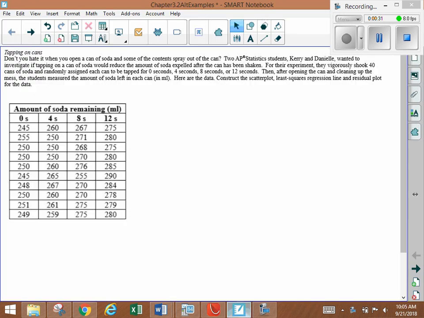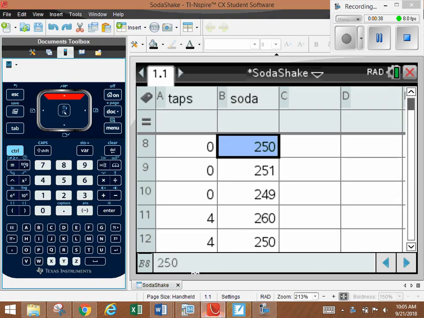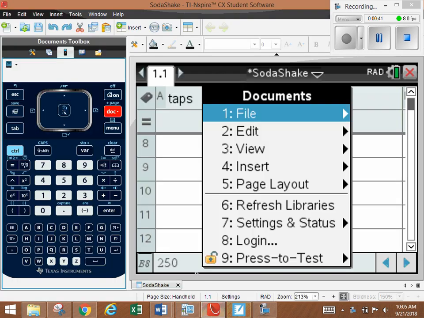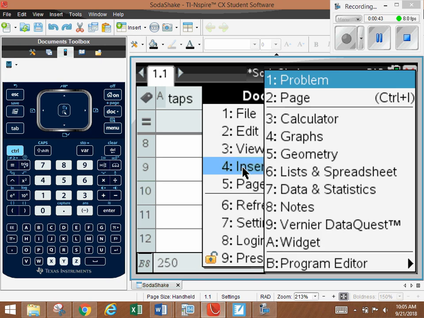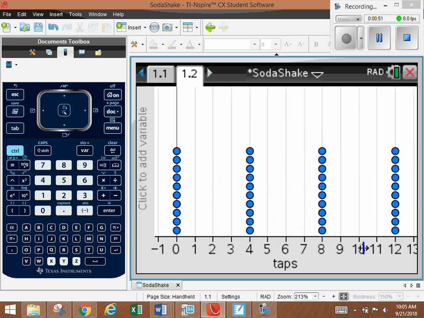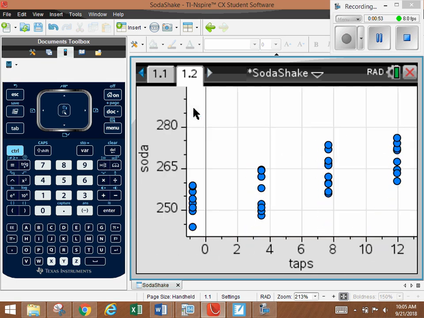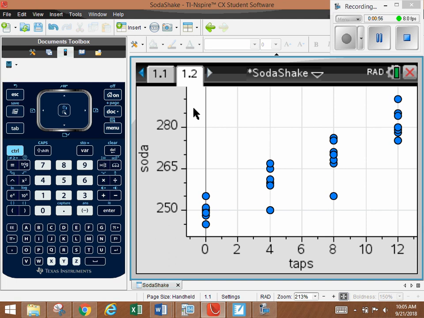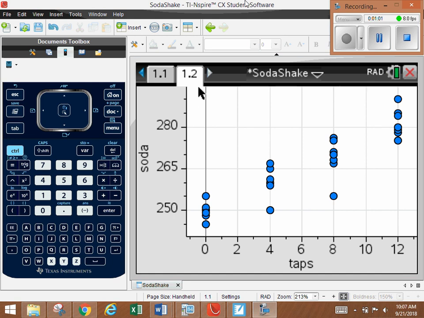The question is asking to construct a scatter plot, least squares regression line, and residual plot for the data. So let's go ahead and get started. First thing we'll do is insert data and statistics. Our explanatory variable is going to be the number of taps. Our response variable will be the amount of soda. And there we go, there's our scatter plot. Beautiful.